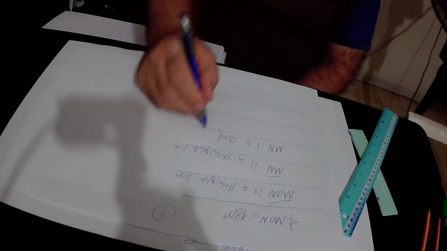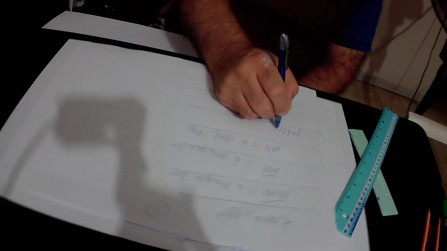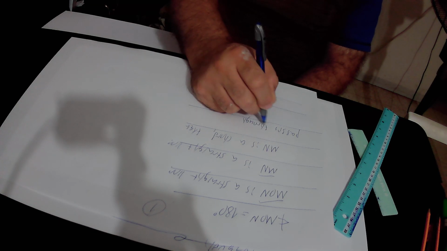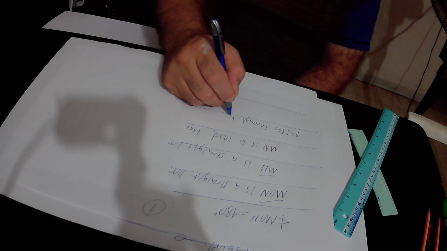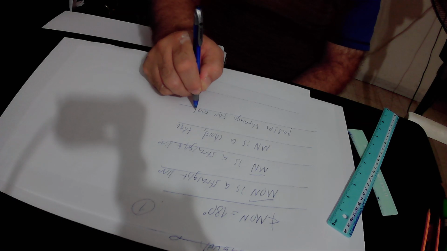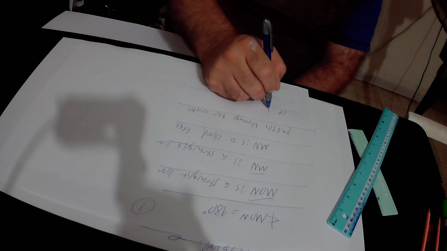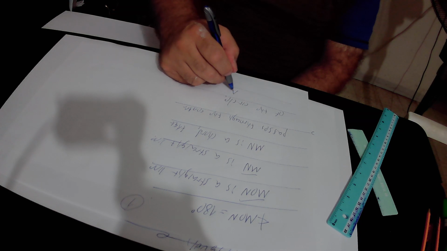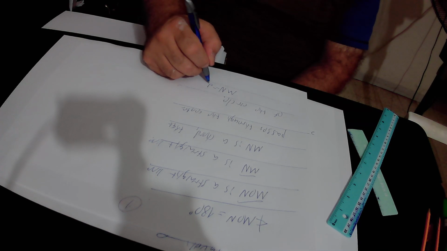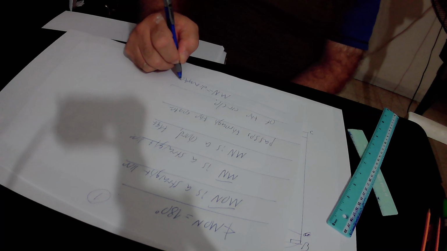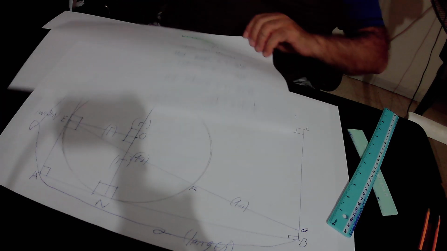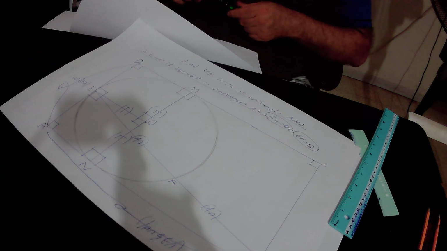MN is a chord that passes through the center of the circle, therefore MN is the diameter of the circle. So MN is the diameter of the circle.